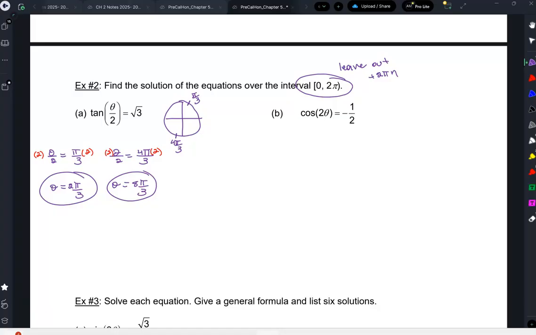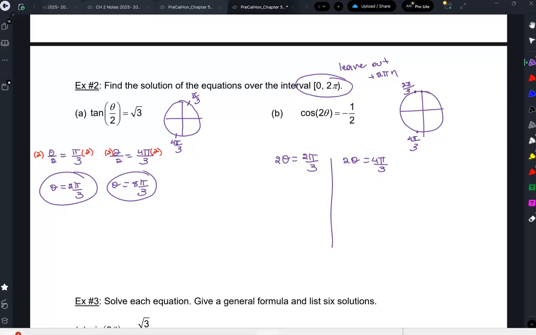Okay, let's do another one. Cosine of 2 theta is equal to negative a half. Okay, so let's see. Cosine is equal to negative a half here, 2 pi over 3, and here, 4 pi over 3. Is that right? Yes. So that's where cosine is equal to negative a half. So we say cosine is equal to negative a half when the angle is 2 pi over 3, and then when the angle is 4 pi over 3.